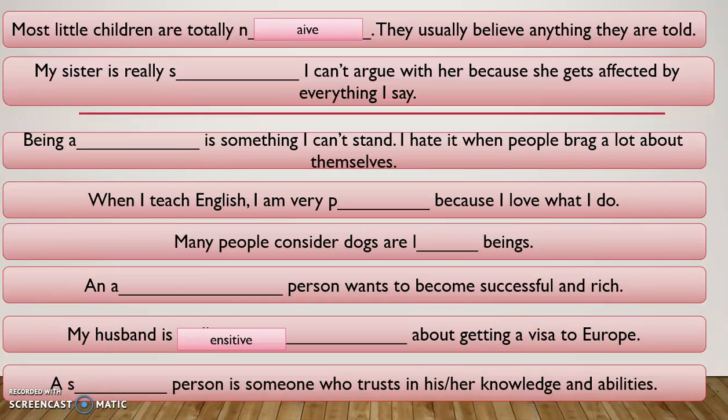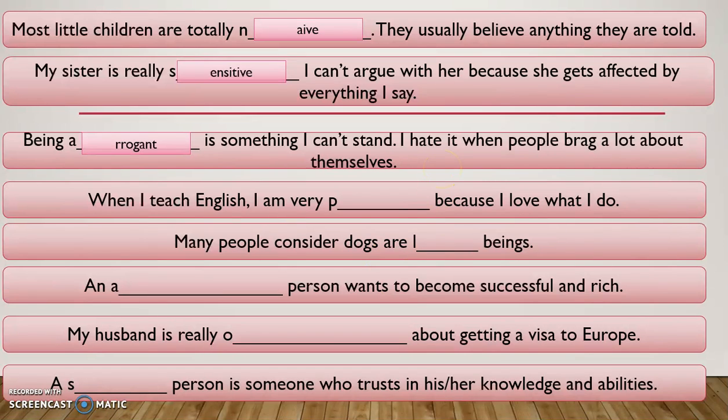My sister is really sensitive. I can't argue with her because she gets affected by everything I say. It is when someone feels everything very deeply inside their minds and their feelings. Being arrogant is something I cannot stand because I hate it when people brag a lot about themselves. It's when people are extremely proud of what they are, and tend to be obsessive about what they have and what they have achieved.